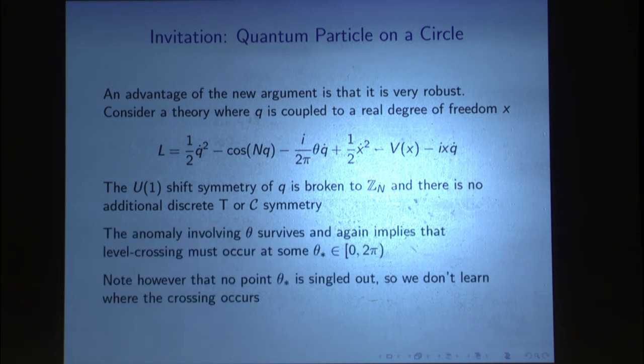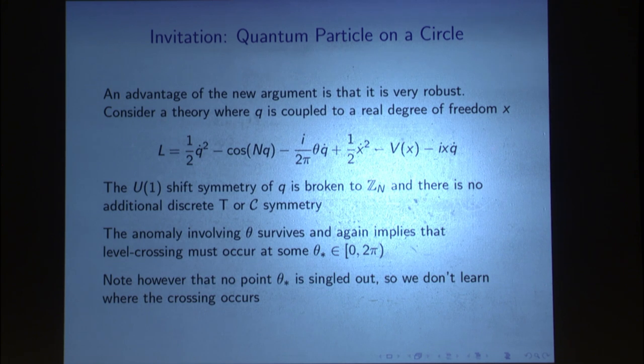And of course, we don't know the spectrum of this theory. But the anomaly that I discussed in terms of theta survives. And it again implies that level crossing must occur at some value theta star between 0 and 2 pi. Since there's no special value of theta star where there's any enhanced symmetry, we can't tell you where that theta star is. And in fact, by fiddling with the interactions here, you can move that theta star around. But we know that there is at least one level crossing somewhere.